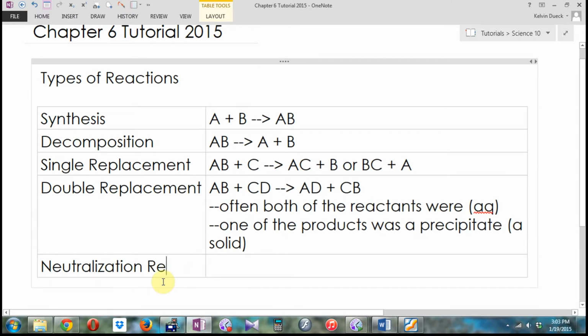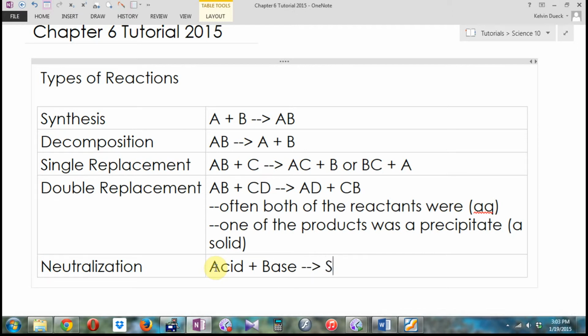Neutralization. I'm not going to put the word reaction. I'll just put the word neutralization. Rylan, what was the result? What do you get when you mix an acid and a base? Salt and water. I picked on the same person on purpose because that's one more way to trigger the memory, right? Salt plus H2O.